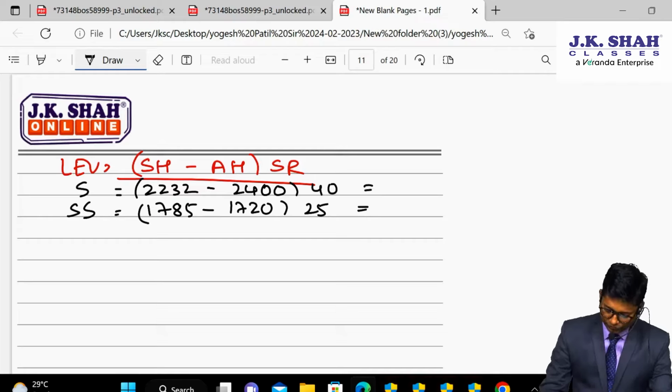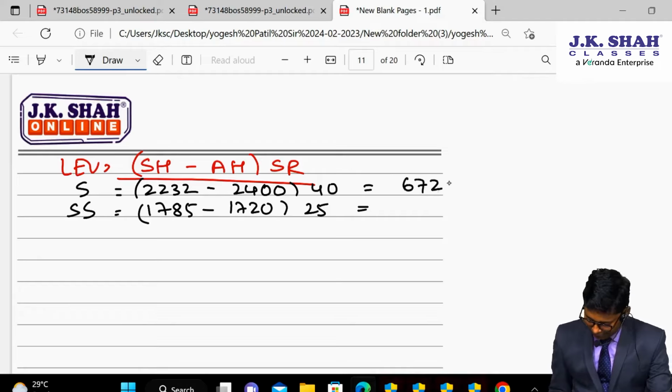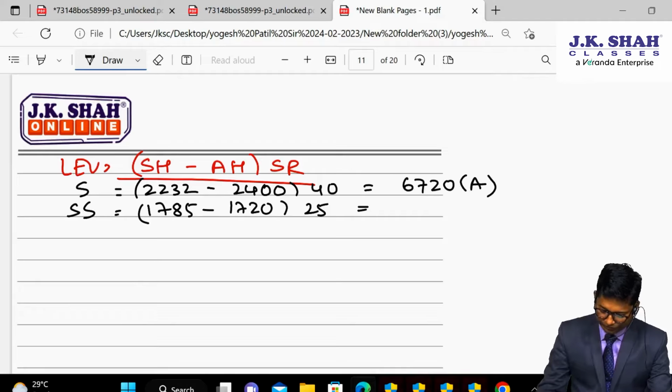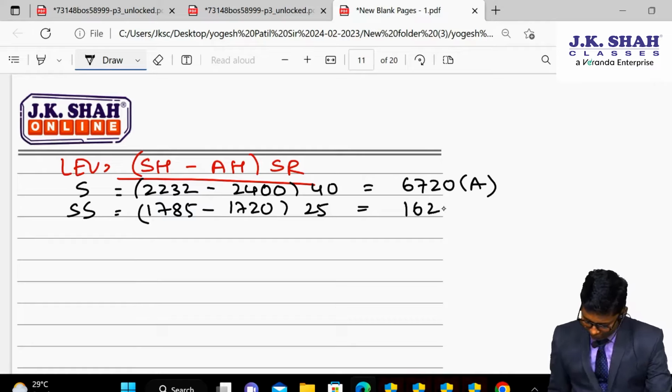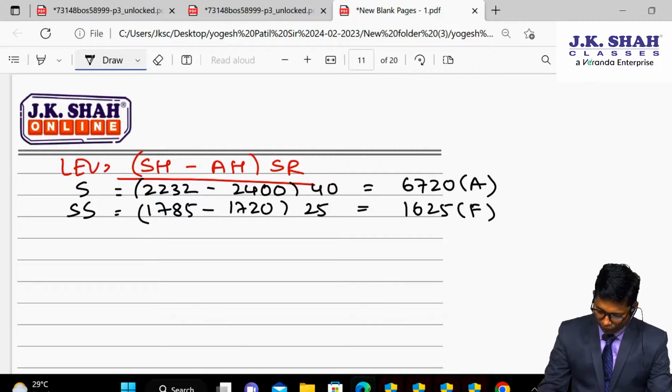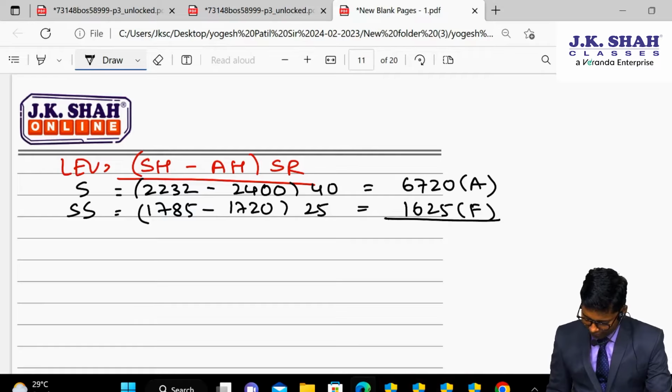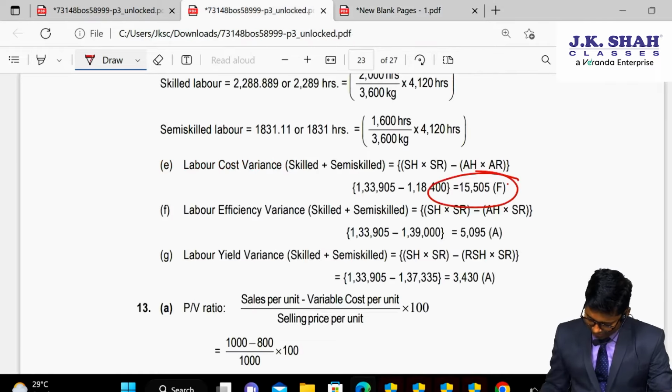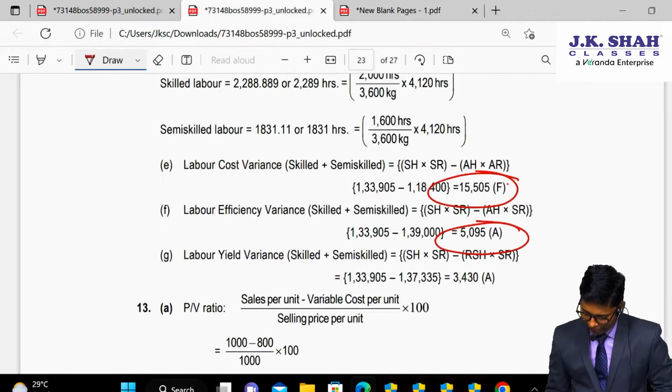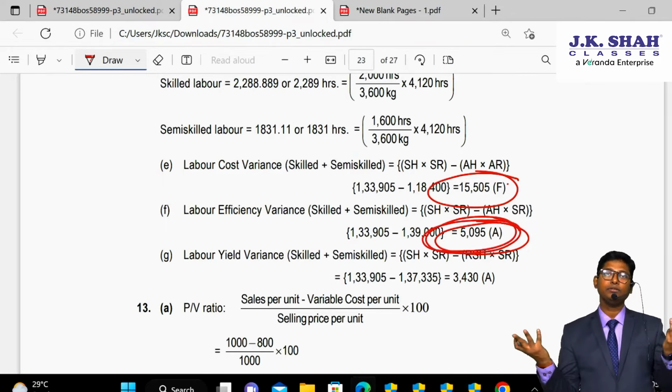2232 minus 2400 into 40 is negative 6720. Negative is adverse. 1785 minus 1720 into 25 is equal to 1625. Positive is favorable. When you net off this, you will be getting one negative figure as your final answer, which is 5095 adverse. We got the answer.